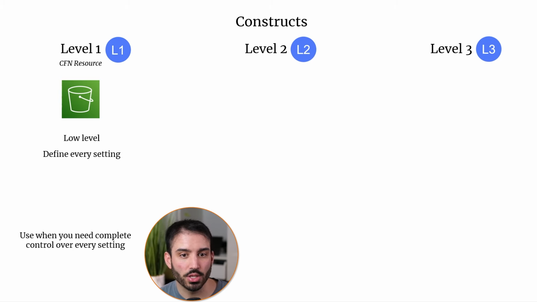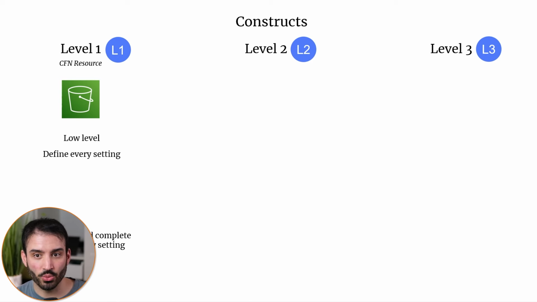Now, I have to be honest with you here, I almost never use L1 constructs. They're extremely rare for me to use, but they can be useful in certain circumstances when you need to control a very small setting that you don't get access to in some of the other constructs. So I say, in my personal opinion, avoid L1 constructs 99% of the time because you're going to be using the other ones a lot more often.